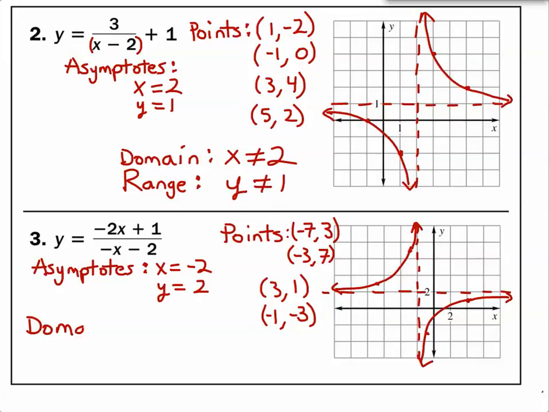The domain is all the x's that are not equal to -2, because that's that vertical asymptote. Similarly, the range is all the y's that are not equal to 2, because that was the horizontal asymptote.